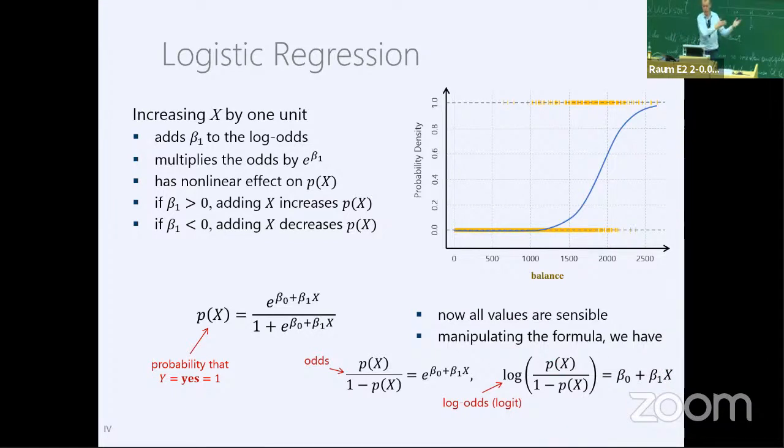It has a nonlinear effect on p of x because of the division, right? And that's this, if we just unroll it back here. Whoa, what happened here? There it's still okay. Okay, here now it's also. Okay, it has a nonlinear effect over here.